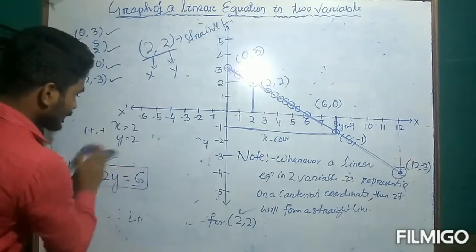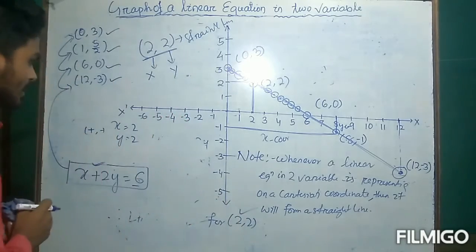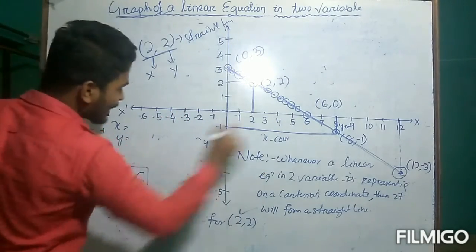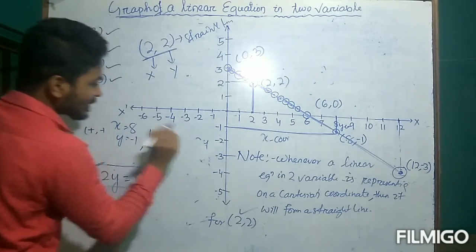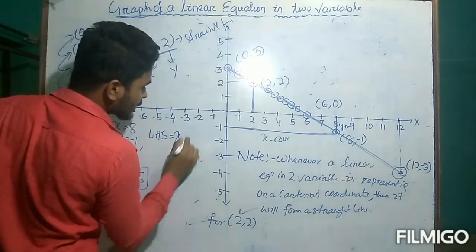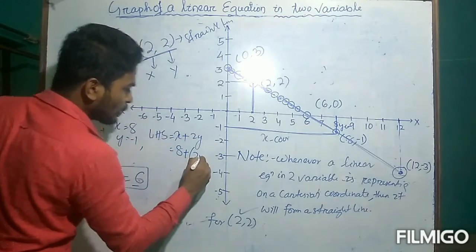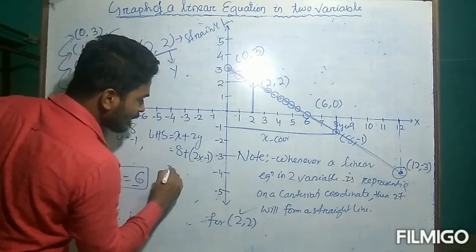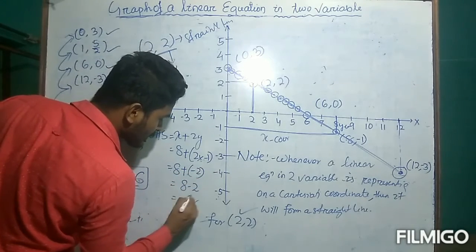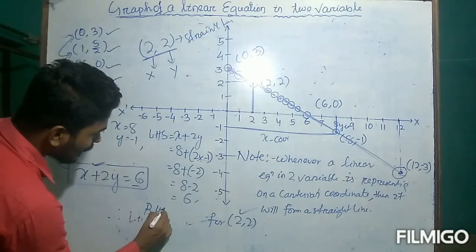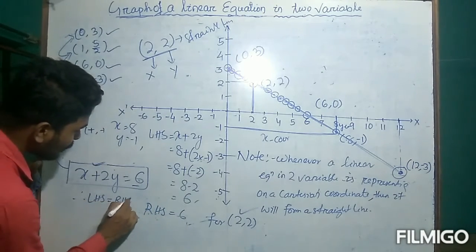Understood? Now let's put those coordinate values in the original equation. Here we have x is 8, y is -1. Now here LHS is equal to x plus 2y. So x is 8 plus 2 into y, which is -1. So 8 plus 2 into -1 is -2, so 8 minus 2 is equal to 6. And we have the RHS is also 6. Hence we get LHS is equal to RHS.